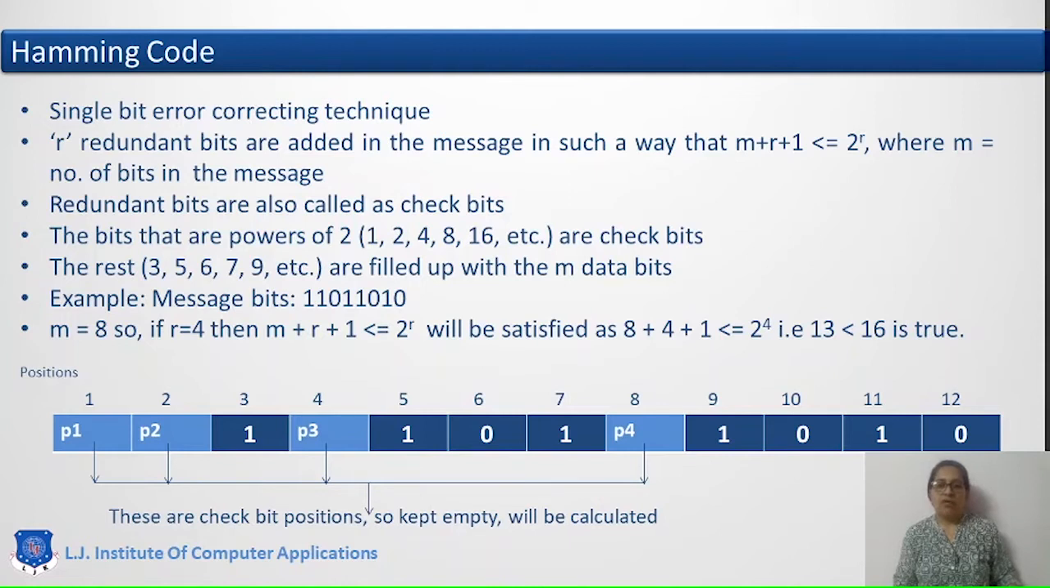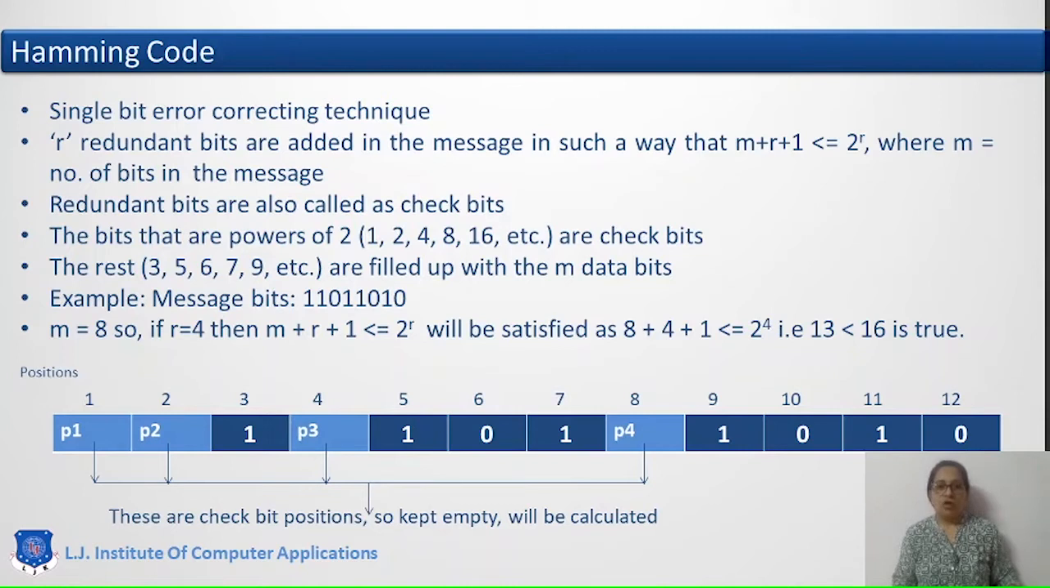Because if we want to detect or correct an error, then we have to add some extra bits that are called redundant bits along with the message bits. So as shown in the given example, here we have a message bit as 110. So there are total 8 bits in the message.